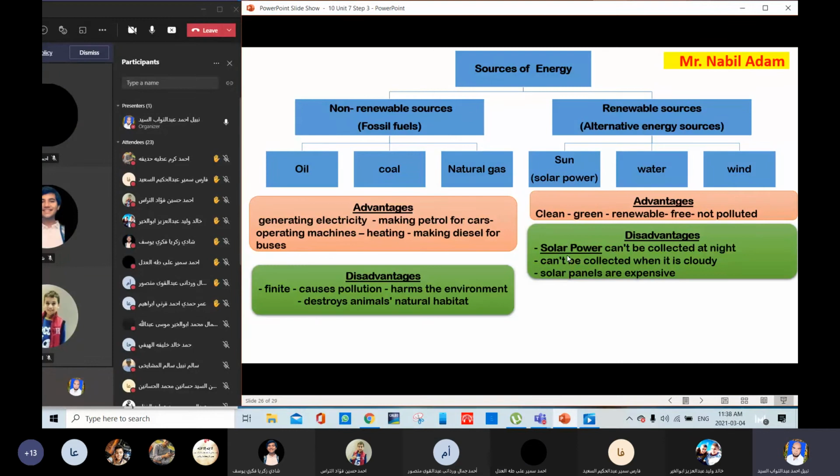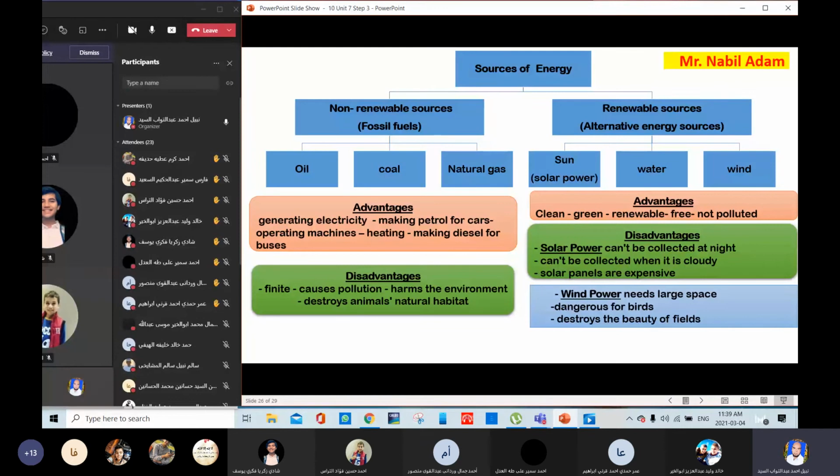What are the disadvantages of solar power? Omar Hamdi. Solar power can't be collected at night, can't be collected when it's cloudy. Solar panels are expensive. Yes, we can add that solar panels need a large space. They need a large space. Thank you. What are the disadvantages of wind power?